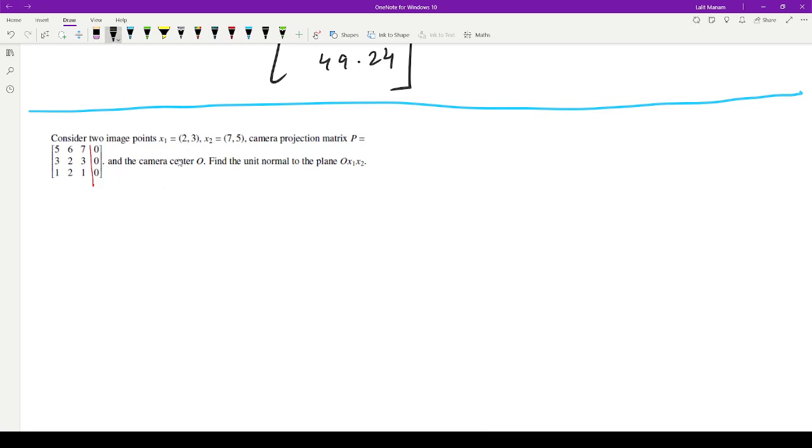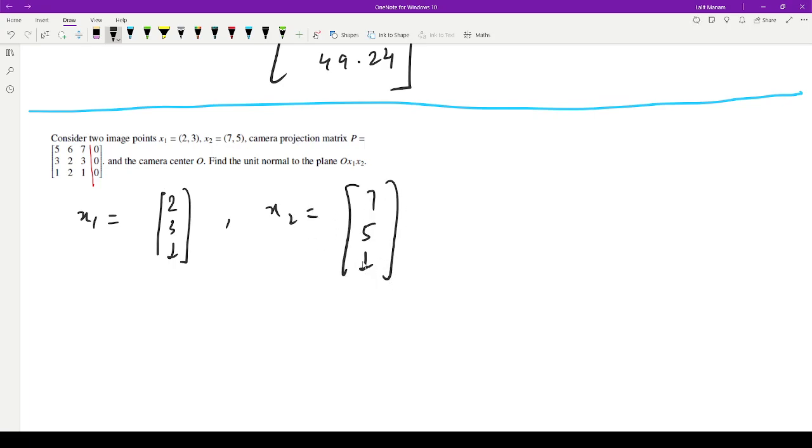So we are given two image points, X1 as 2 3 1. I'm writing it in homogeneous form. X2 as 7 5 1. Find the unit normal to the plane OX1X2.